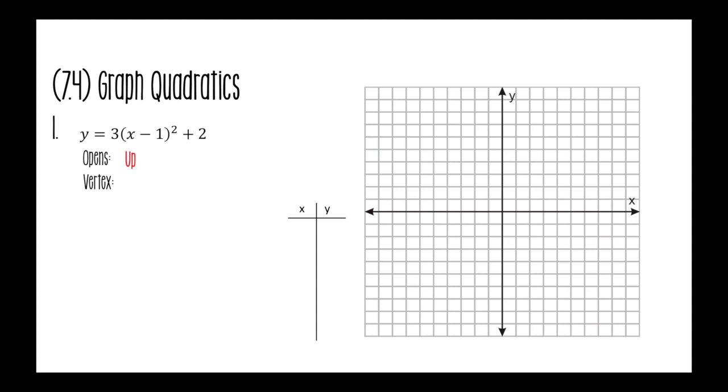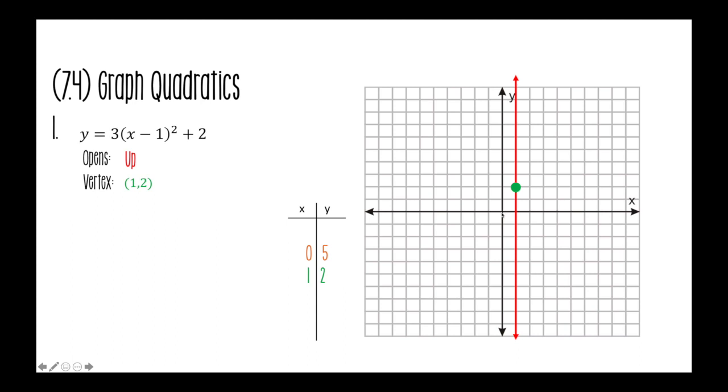This one is going to open up, again, because our a value is positive. From there, our vertex, we take the opposite of -1, that's going to be +1, and then the 2 is going to stay 2. So I'm going to go ahead and put that in my XY chart, and I'll plot that accordingly. Now that tells me that the axis of symmetry is right in line with that. So what I'm going to do is pick 2 values on either side of that axis of symmetry.